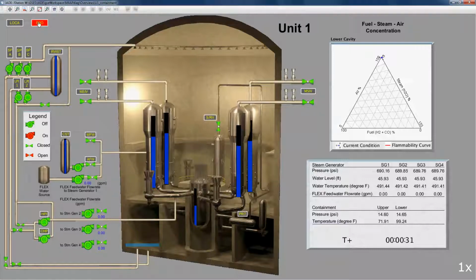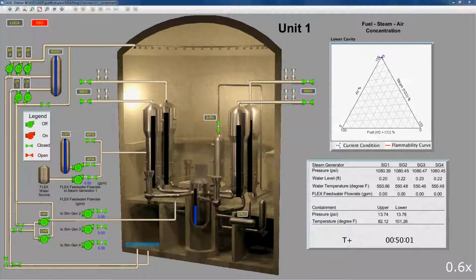The atmospheric relief valves for the main steam lines will not operate, and the safeties will open as the RCS heats up and steam generator pressures rise. As the steam generators steam with no main or auxiliary feed water, the steam generator levels begin to lower. After about 50 minutes, all of the steam generators in both units are almost boiled dry.